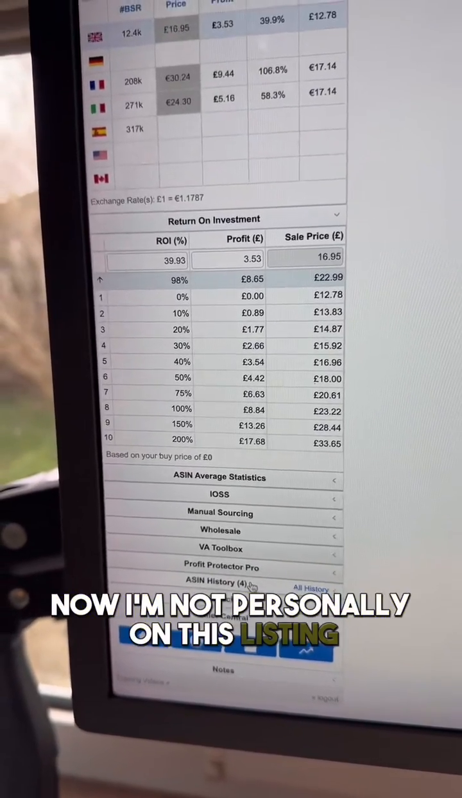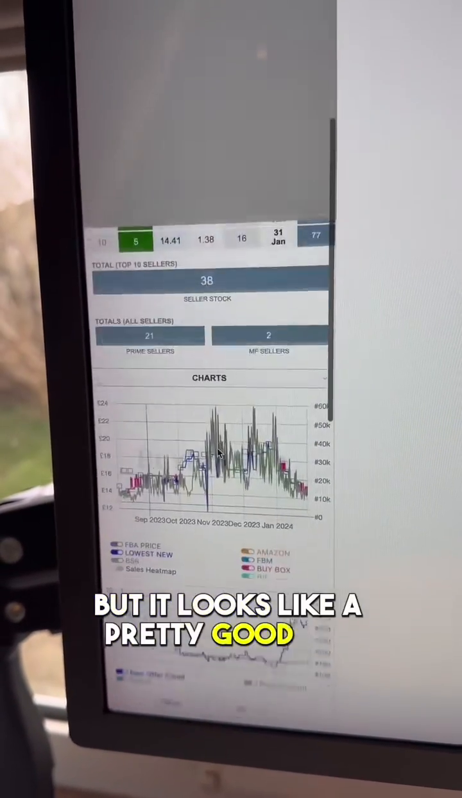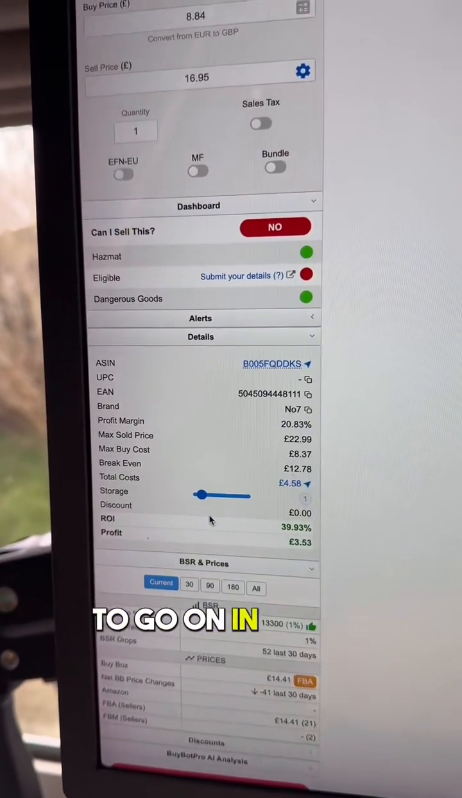Now, I'm not personally on this listing, but it looks like a pretty good one and it would be something that I might be tempted to go on in future.